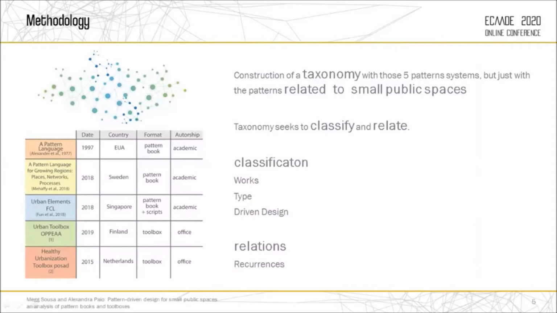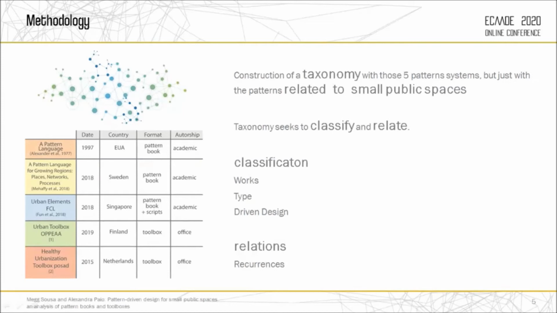The proposed methodology is the construction of a taxonomy that relates and classifies just those patterns for small public spaces, from each of 5 pattern systems. The selection of the corpus was based on pillars: a sufficient number of systems which could represent diversity, works developed in different years, countries, formats, and authorship of architecture offices, research laboratories, and theoretical authors.